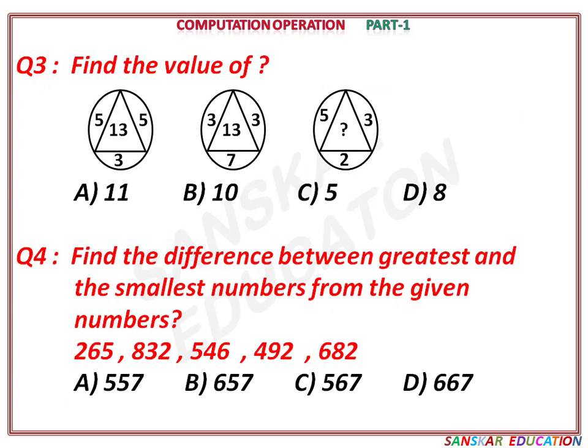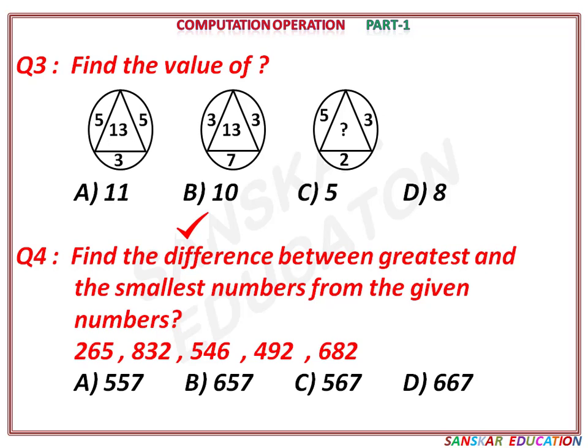Next question, find the value of question mark. In this picture, 3 numbers are present in the circle and 1 is in the triangle. The addition of 3 numbers in the circle is in the triangle. Options are 11, 10, 5, 8. Correct answer is option B.